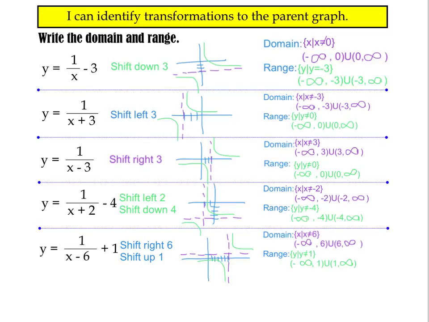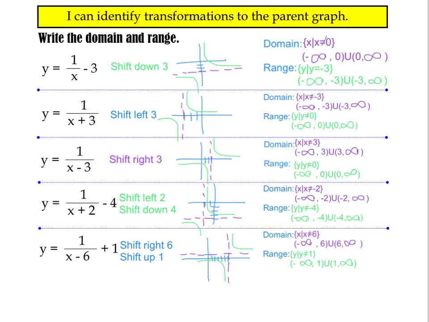Alright, so let's see if I did this correctly. So this graph right here, we know because the denominator is adding 3, it's going to shift left 3. So the only thing that's changing is the x values if it's shifting left or right. So the range is going to stay the same. It's going to have that asymptote at y equals 0.